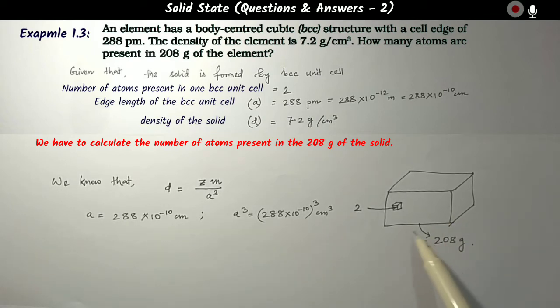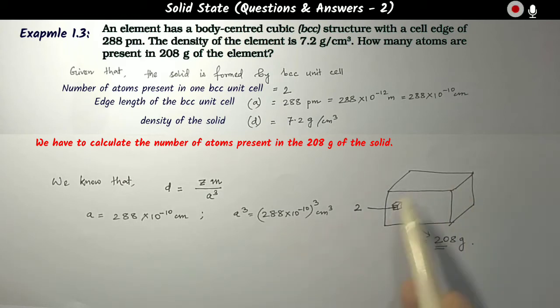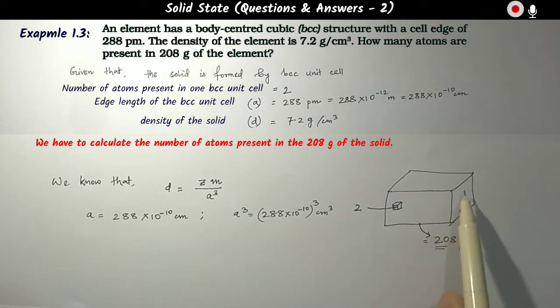Again, if you look at this figure, the mass of this entire solid is given as 208 gram, and also the density of the solid is given. We know that in case of crystalline solid, the density of each and every portion is equal, because the arrangement of the constituent particles is in an ordered way. So the density is uniform.